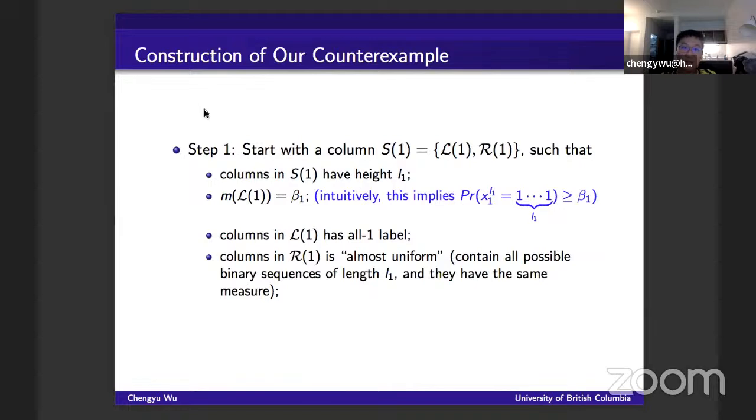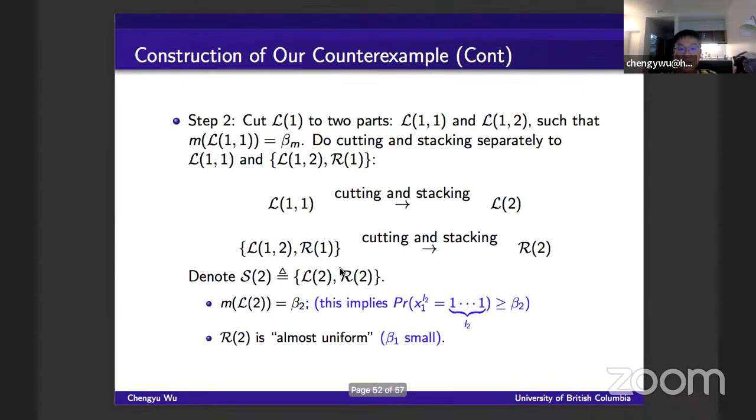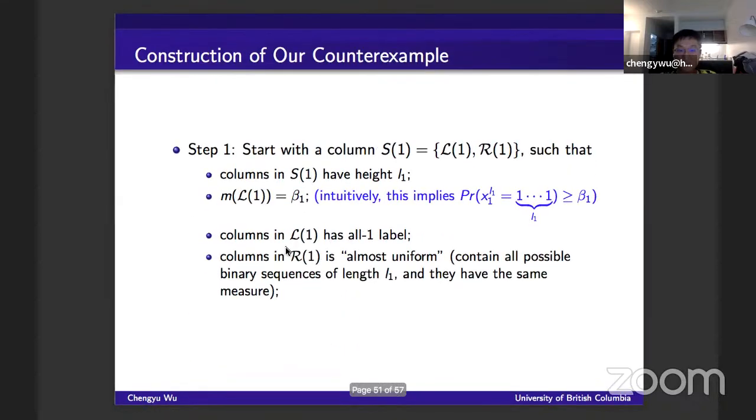So yeah, here is our construction. Remember that we want to have a process such that the probability of 1 is relatively large. So in our construction, we want to have two parts. The left part is a sequence all labeled by 1, so that the probability of that part will correspond to the probability of the all-1 sequence in the final process. And on the right-hand side, we want the remaining part to be almost uniform, in the sense that it contains all the possible binary sequences and they have the same measure.